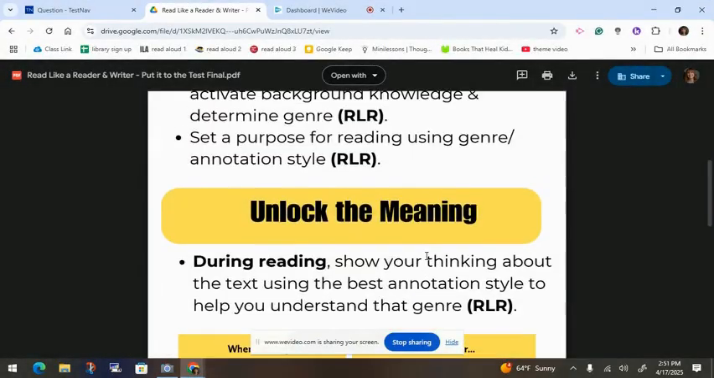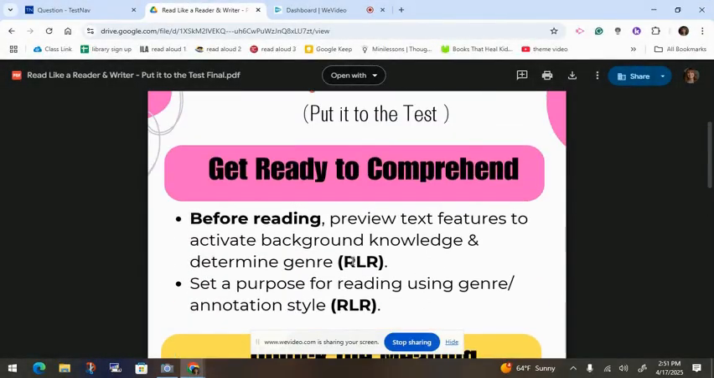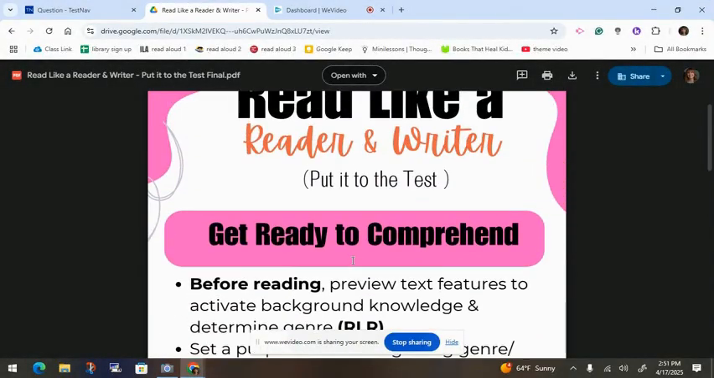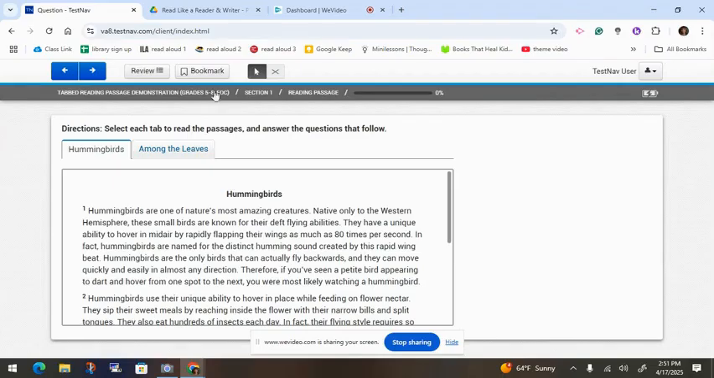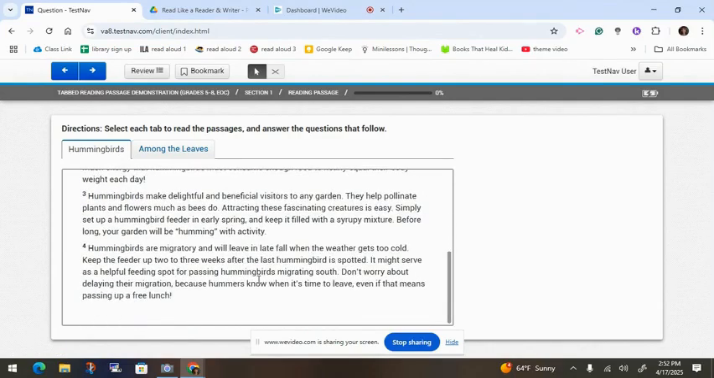All right, let's put this into practice with a passage so you can see what it looks like. So let's say this is the passage that I'm faced with on the SOL. I open it up. I immediately see, because there are two tabs, I'm in that before reading stage. I'm previewing, kind of figuring out what the genre is. I see hummingbirds, and I see here the title, and I don't have any other text features.